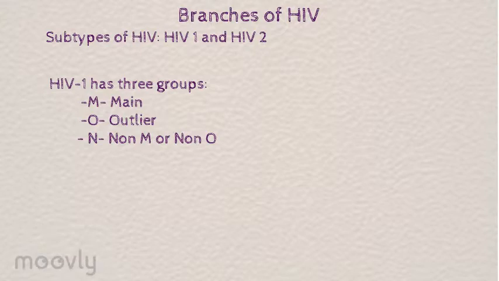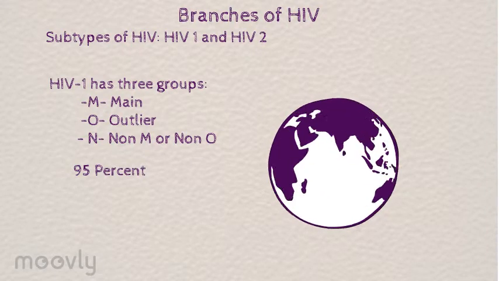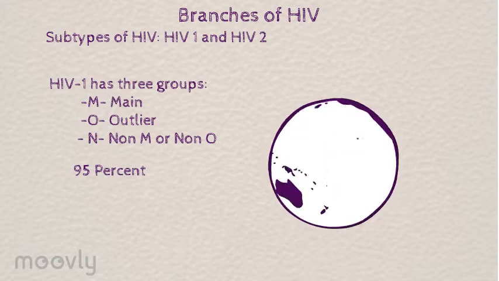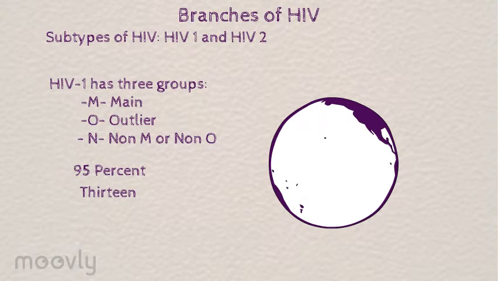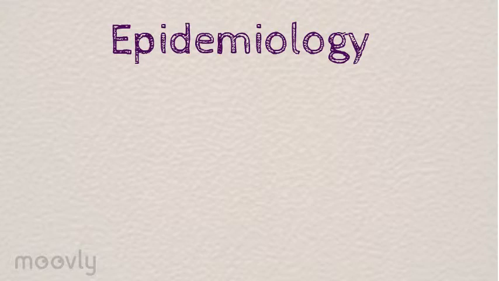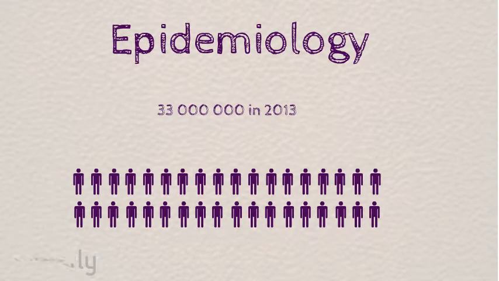Main makes up 95% of global HIV infections. It can be broken down into 13 recognized subtypes, with B being the most prevalent in North and South America, as well as Europe. In 2013, approximately 33 million people were infected and living with HIV.